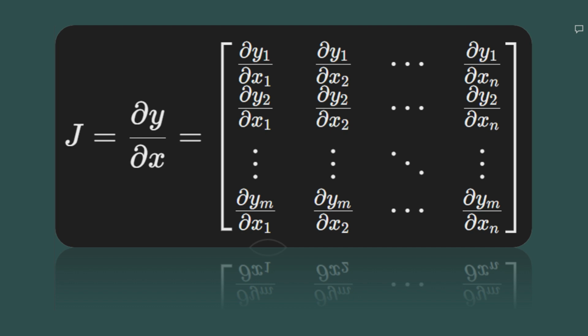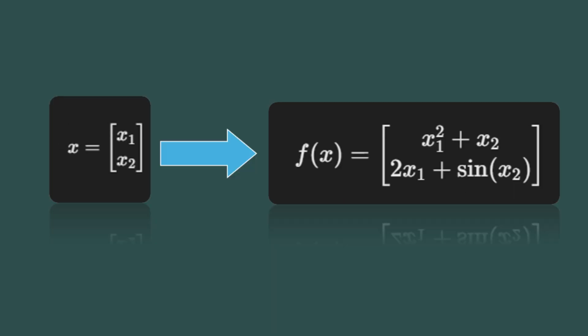Jacobians are used for vector-valued functions. Think of a function that takes multiple inputs and outputs multiple values. For example, in a neural network, you might have multiple features as input and multiple predictions as output. The Jacobian organizes all the partial derivatives between these inputs and outputs into a matrix. Mathematically, if your function maps from R^n to R^m, the Jacobian matrix captures how each output depends on each input.